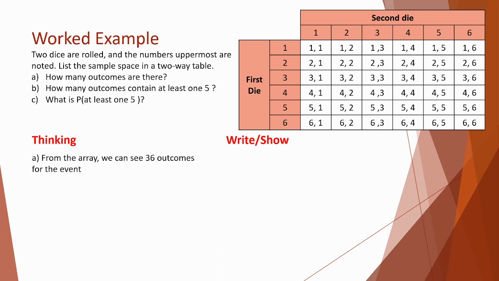Part A, I'm going to look at the array and count how many outcomes I've got. And I've got 6 in each line, so that's a total of 36 outcomes. So I'll write down that there are 36 outcomes when I roll 2 dice.